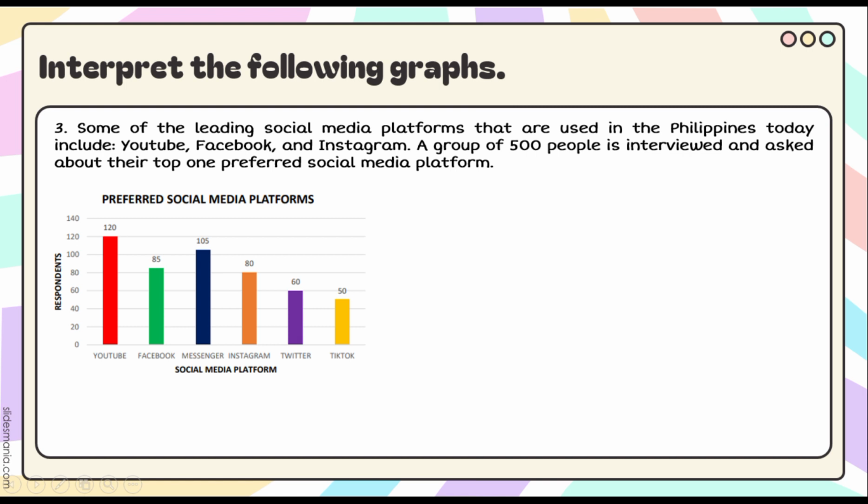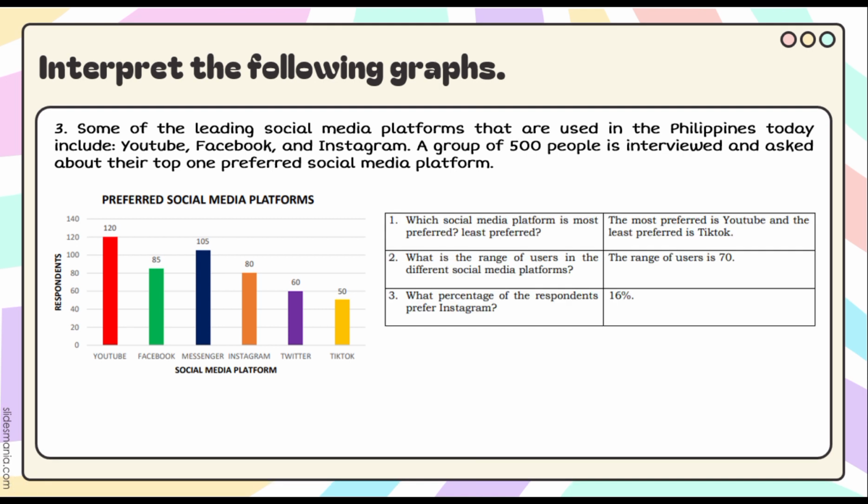For question number 1, which social media platform is most preferred? Least preferred? The most preferred is YouTube and the least preferred is TikTok. As you can see in our bar graph, the highest value is 120, which is YouTube, and the lowest value is 50, which is TikTok.